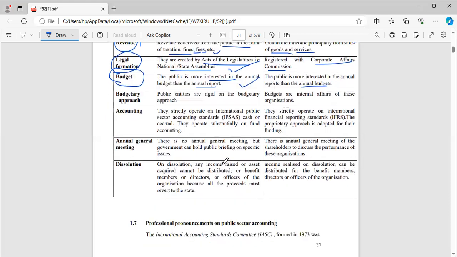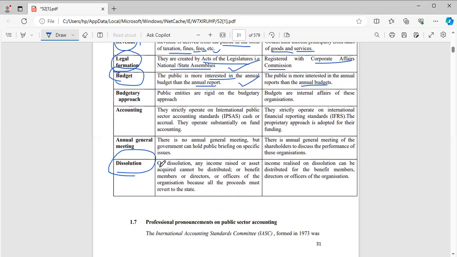Okay, good. Let's pick one here, the dissolution. On dissolution, any income raised or assets acquired cannot be distributed to benefit members, directors, or officers of the organization, because all the proceeds must revert to the state. If any of these government organizations is closing down, who are they sharing the assets to? They are not the owner. It is the public that is the owner. It is impossible for you to share an asset to everybody in Nigeria. So everything is going to come back to the state. The state can sell it, use the money for other things.